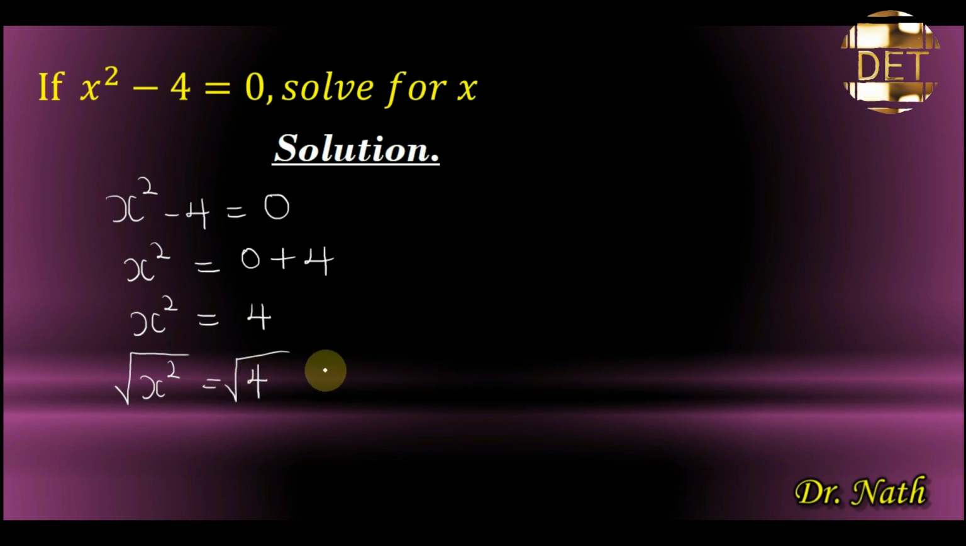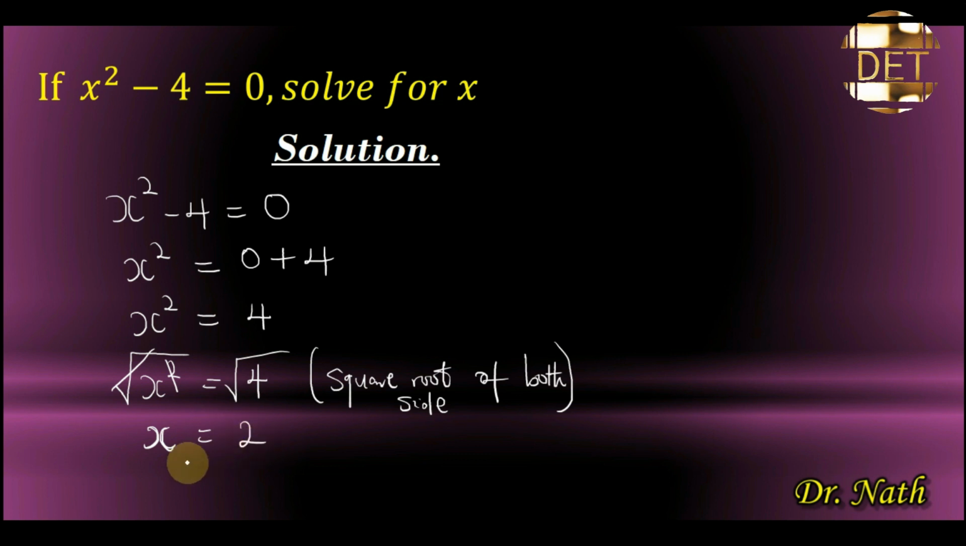So what we did here is that we looked for the square root of both sides of the equation. This square will cancel this square root, so that will make x stand alone. The square root of 4 is equal to 2. So our x in this question is equal to 2.